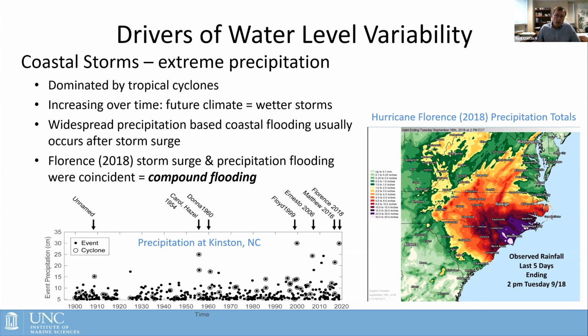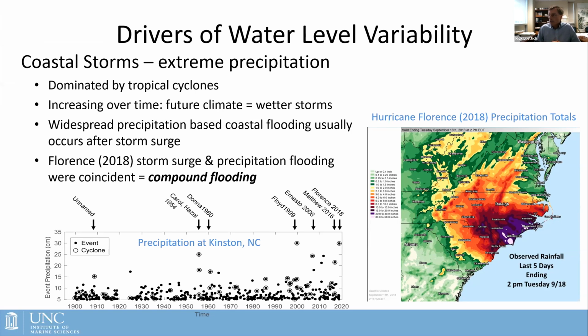So we at least can have a bit of separation between storm surge and precipitation flooding at the coast. But Hurricane Florence is the counter example to that. And that was a coastal storm that dropped 30+ inches of rain right in the coastal area. It was a very slow moving storm. And so at that point, we were dealing with precipitation and storm surge on top of each other and concurrently. And we refer to that as compound flooding.